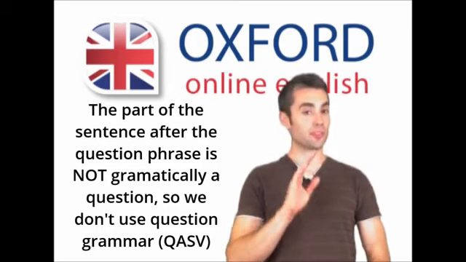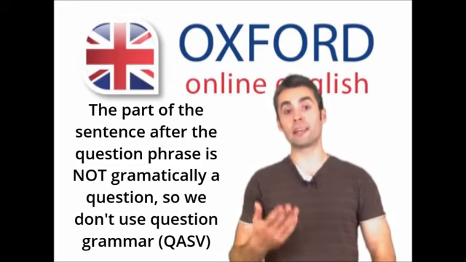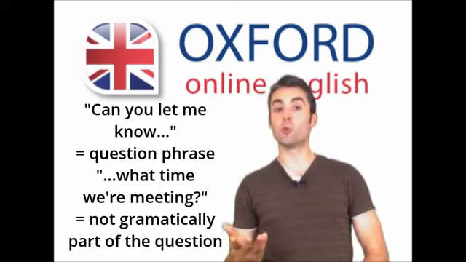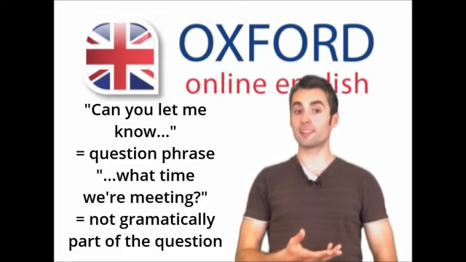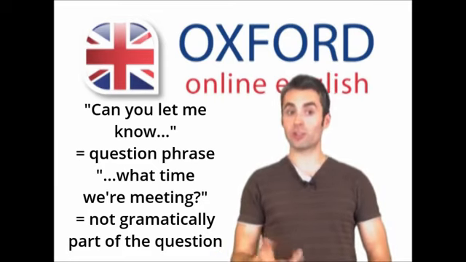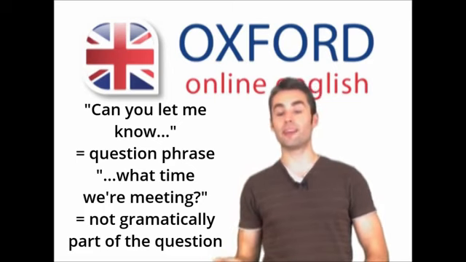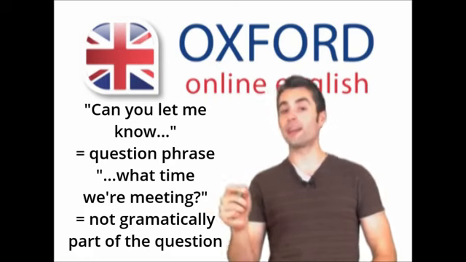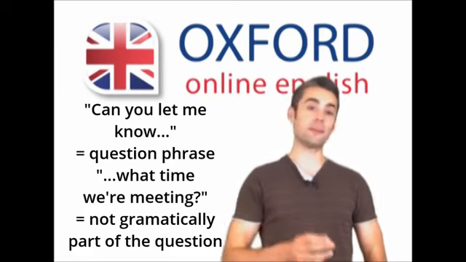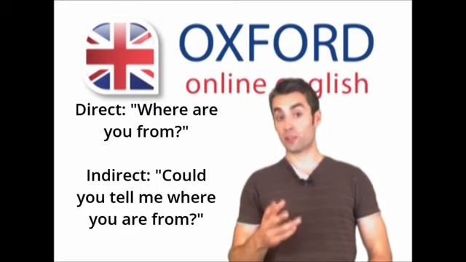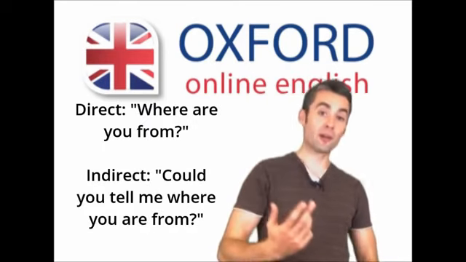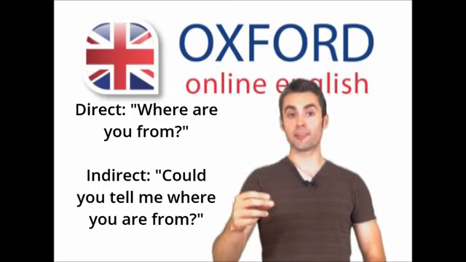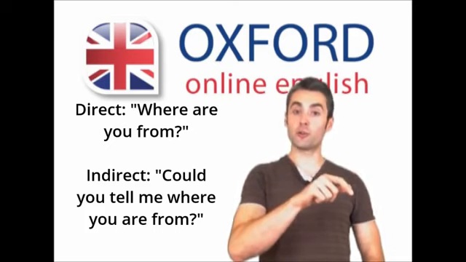That means don't use auxiliary verbs, and the word order is the same as a normal sentence. So, in the example, can you let me know what time we're meeting? The first part, can you let me know, is the question. And the second part, what time we're meeting, is not a question. That's why we say what time we are meeting and not what time are we meeting. For example, direct question, where are you from? Indirect question, could you tell me where you are from? So the word order changes from are you to you are.